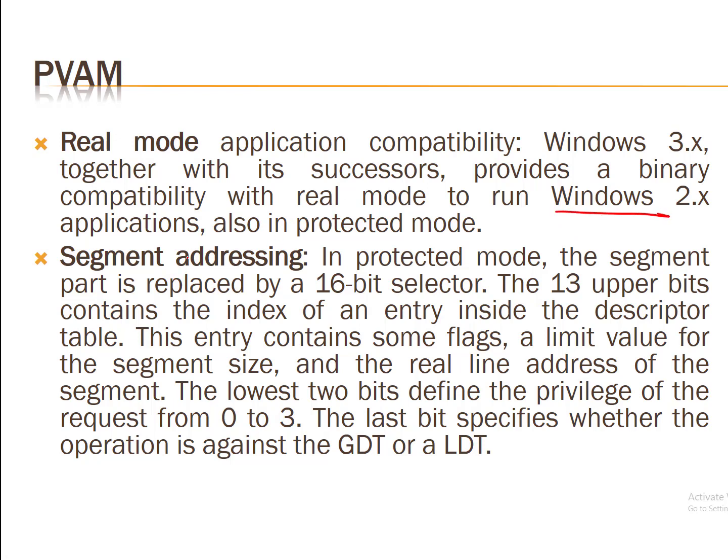Segment addressing. In protected mode, the segment part is replaced by a 16-bit selector. The 13 upper bits contain the index of an entry inside the descriptor table that we are going to see soon. This entry contains some flags, a limit value for the segment size, and the real linear address of the segment. The two types of tables introduced from 80286 are the GDT, Global Descriptor Table, and the LDT, Local Descriptor Table.